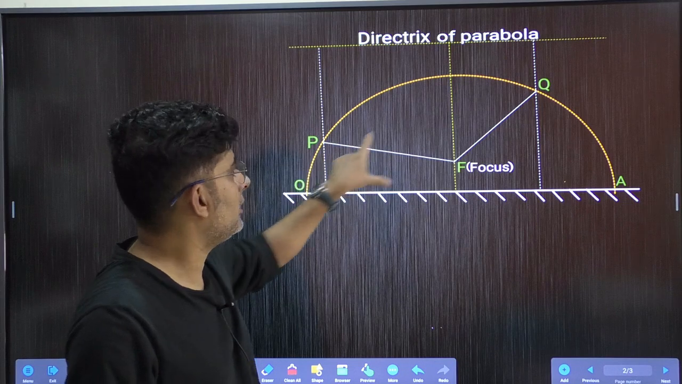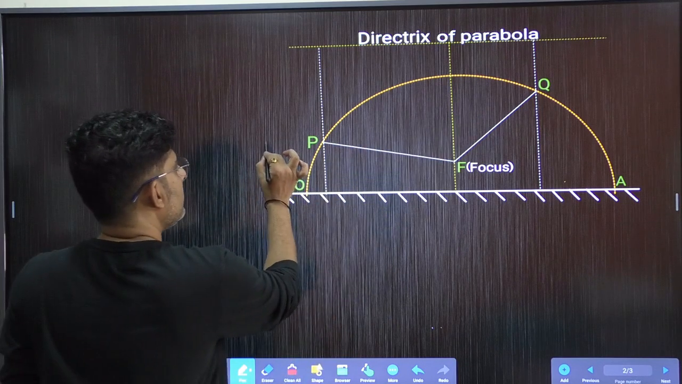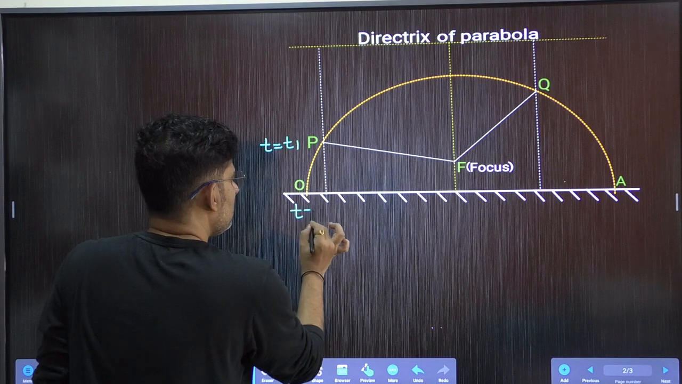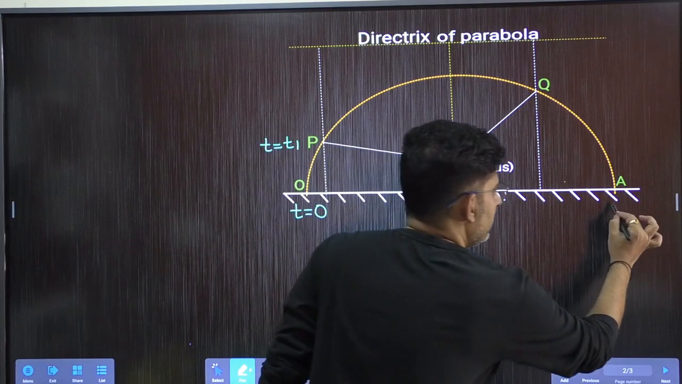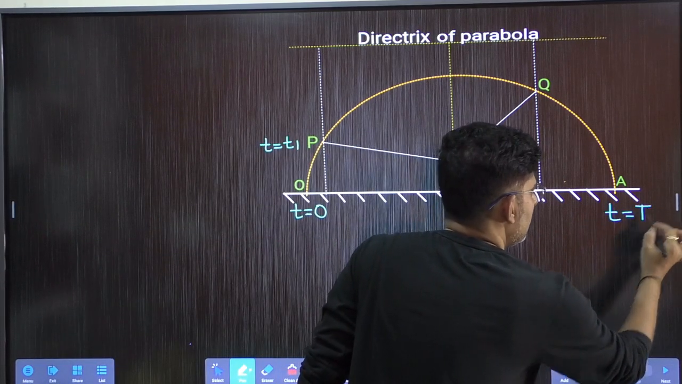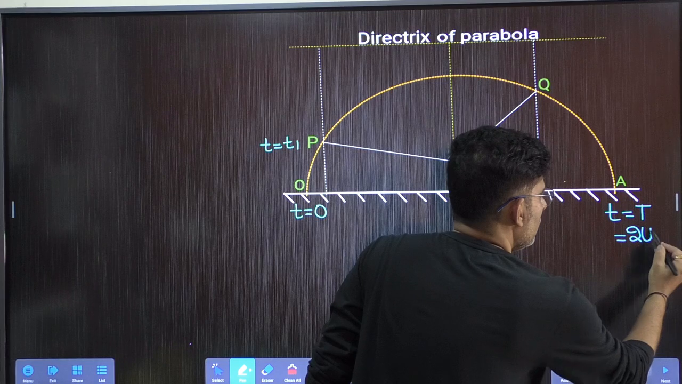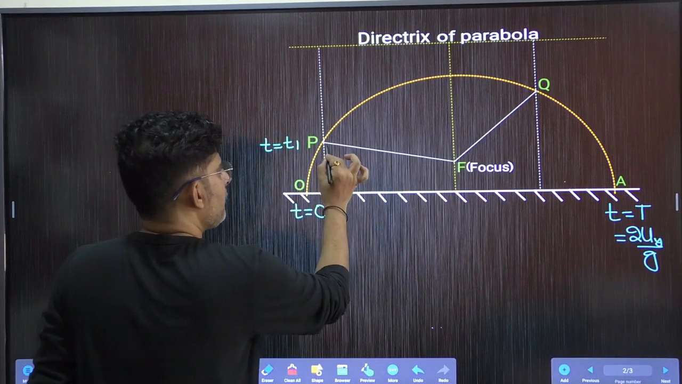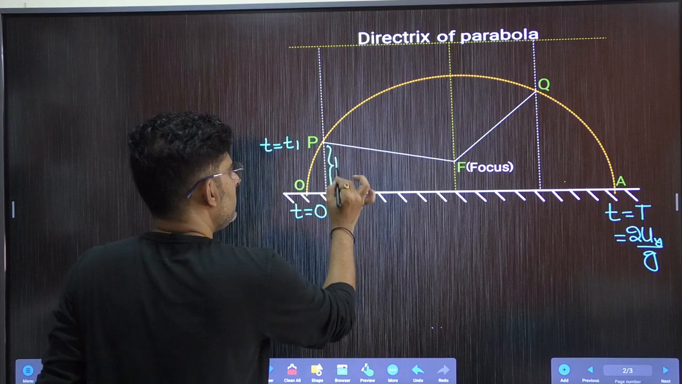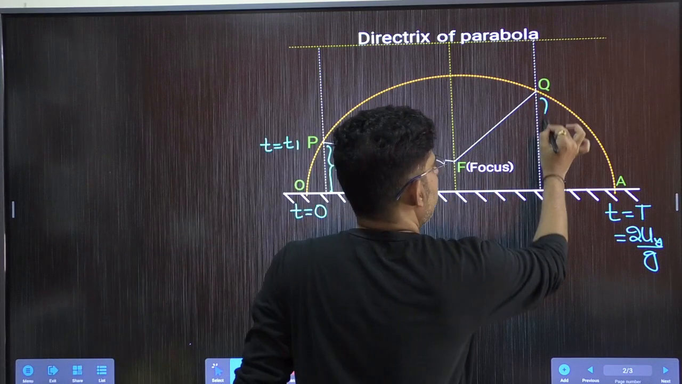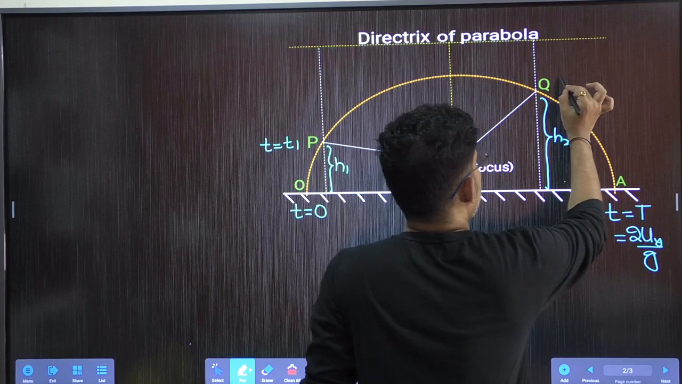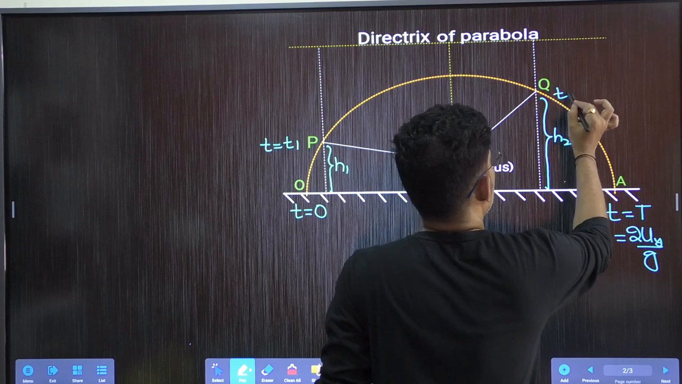This is the focus, these are the 2 points P and Q. I said that point P is reached at time t equals t1, where t equals 0 is the start and the time of flight is capital T, which we know is 2uy by g, correct? Now at the point P, let's call this height h1 and this height h2. For Q, the time given is t equals t2.